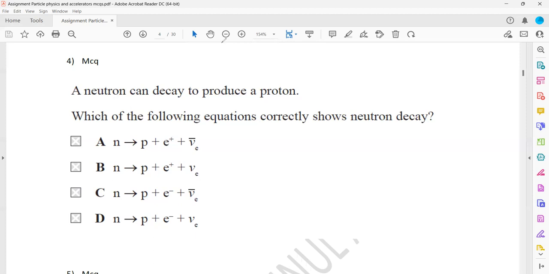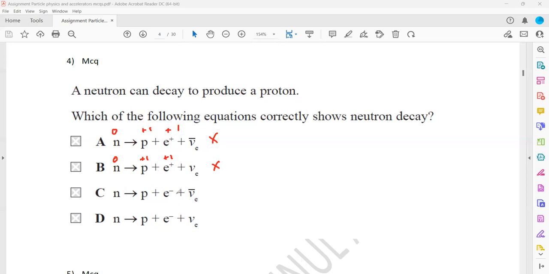But the first thing, whenever you check, you start with the conservation of the charge. Both sides, the charge must be balanced. When you check the first one, neutron is neutral, proton is positive, positron is also positive. So this charge is not conserved. One side the relative charge is 0, the other side the relative charge is +2. When you check the second equation, neutron is 0, proton is plus, positron is also plus, so there is no conservation of the charge.